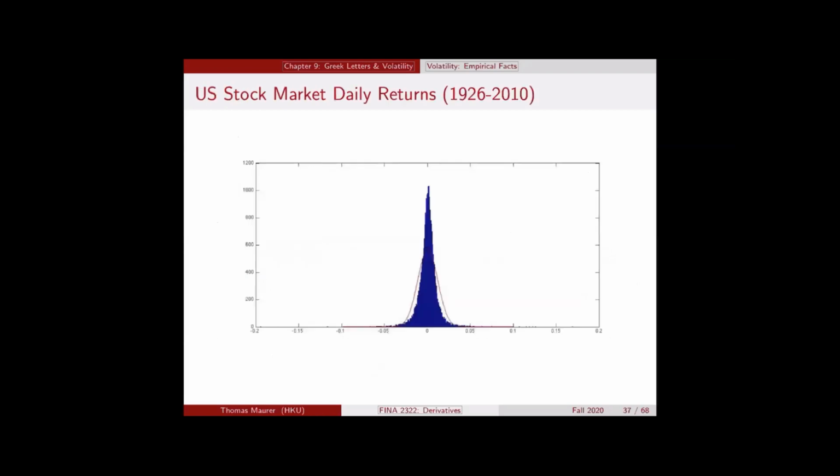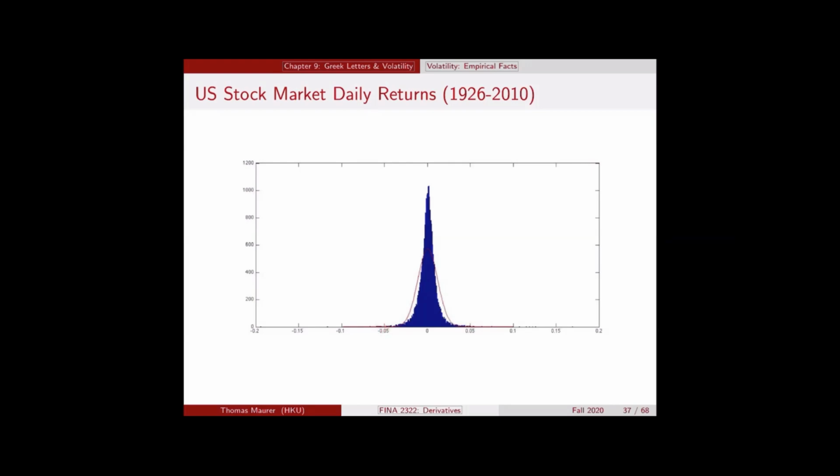So let's look at some of the data. Here I have a histogram of US stock returns. These are daily returns between 1926 and 2010. The histogram basically measures how many returns do we have, for example, here close to 0, and we see that we have many daily returns which are very close to 0. Then over here we see how many daily returns do we have which are plus 5%. Well, there are not so many. Similar at minus 5%, there are not so many daily returns.